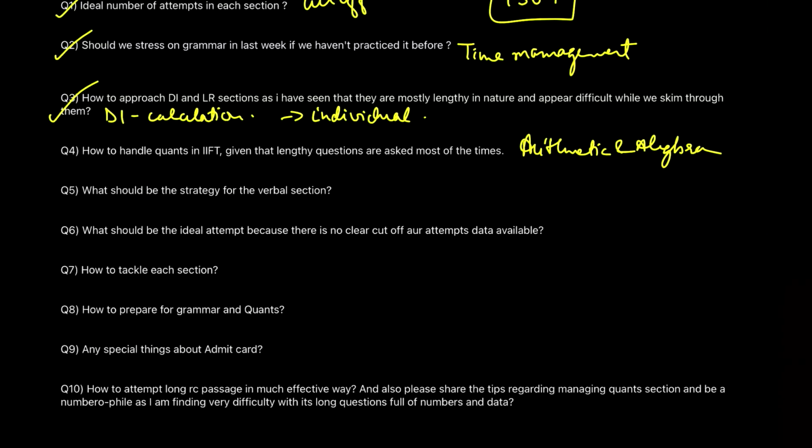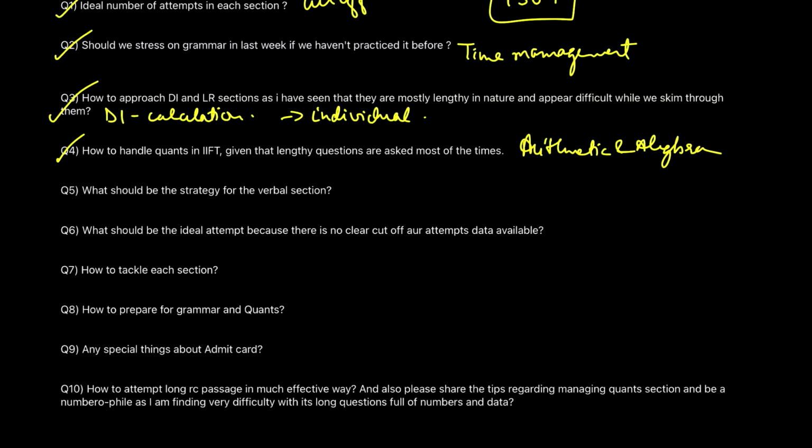The only factor you have to keep in mind is very good accuracy, because remember, one third is the negative mark here. So you have to be very, very careful in this section. So I hope this gets answered, Navya.